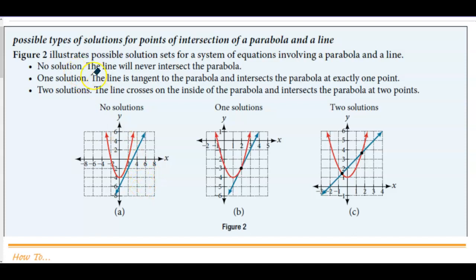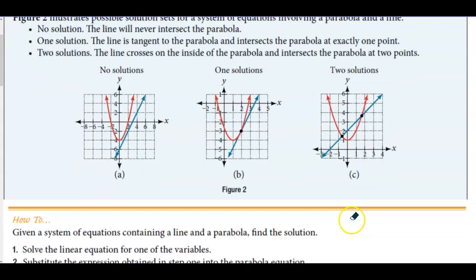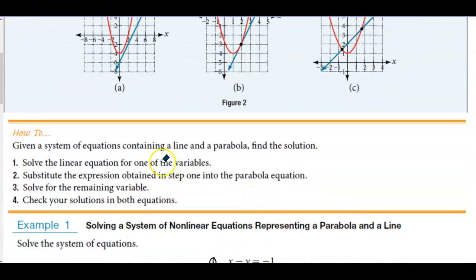We have no solution, so the line will never intersect the parabola. Then we have one solution, where the line is tangent to the parabola and intersects the parabola at exactly one point. And then we have two solutions, where the line crosses on the inside of the parabola and intersects the parabola at 2 points. Now, if we're given a system of equations containing a line and a parabola, we want to be able to find the solution.